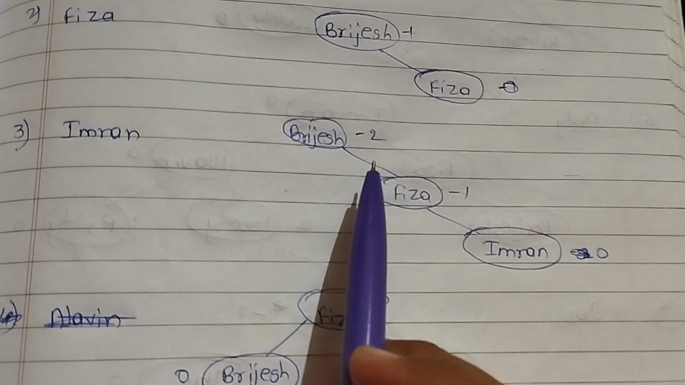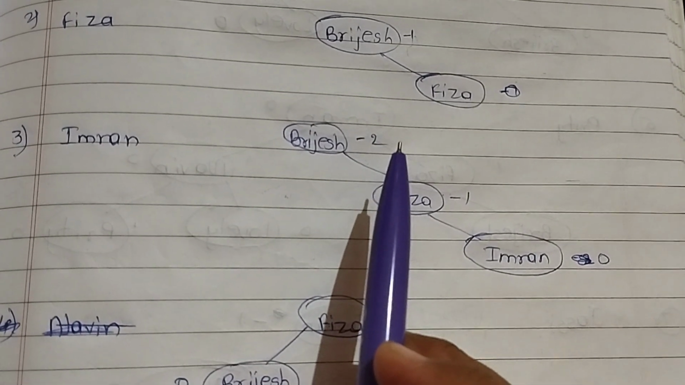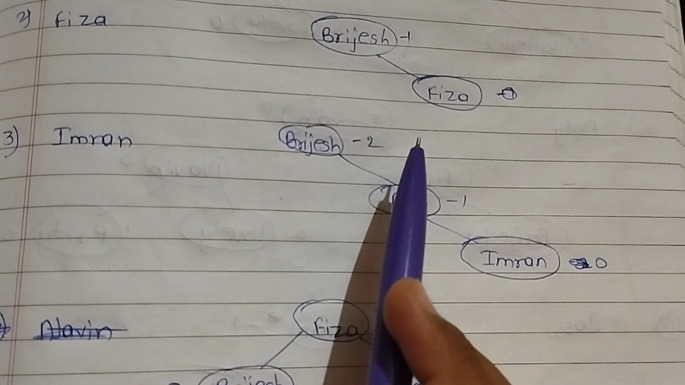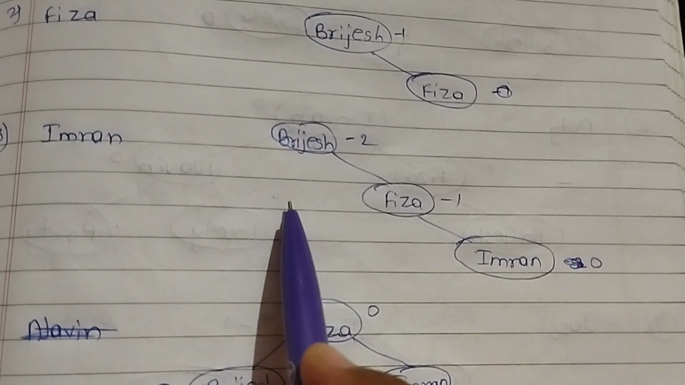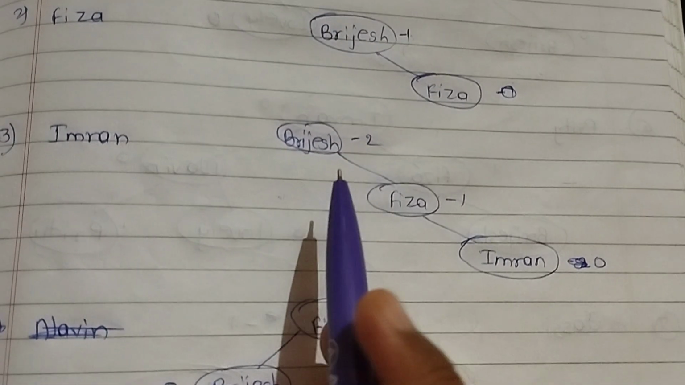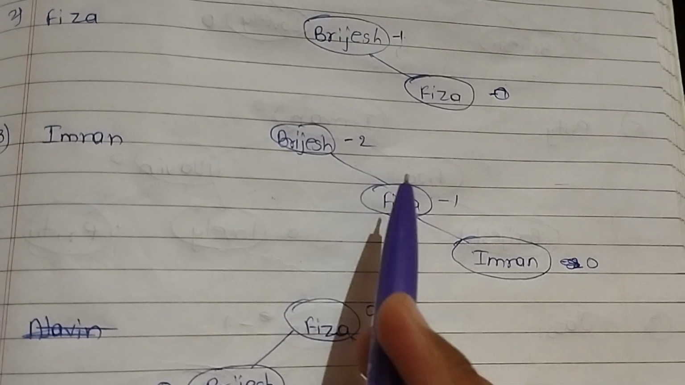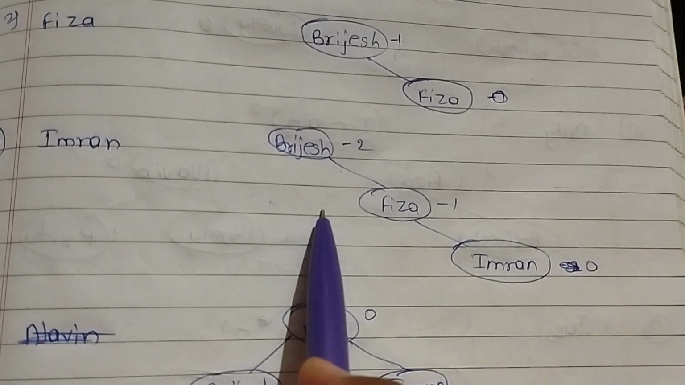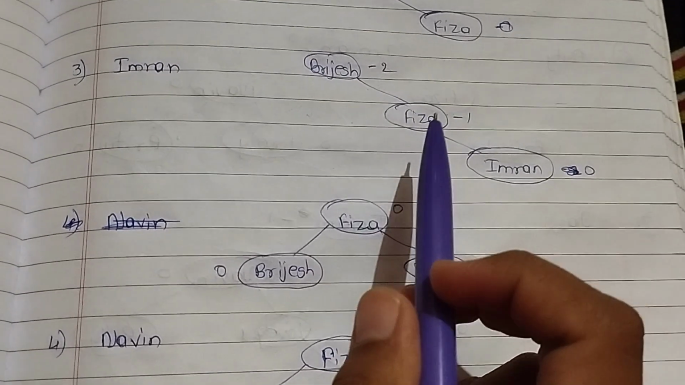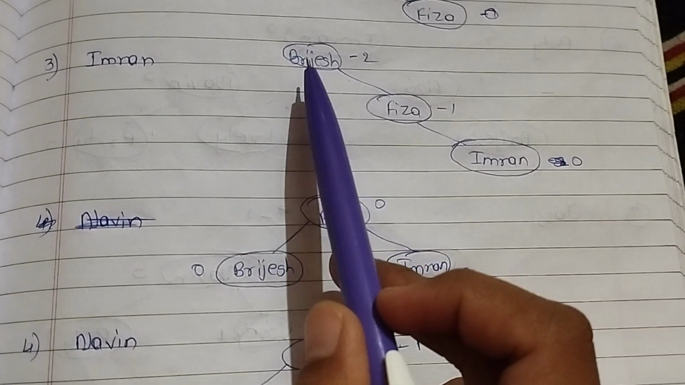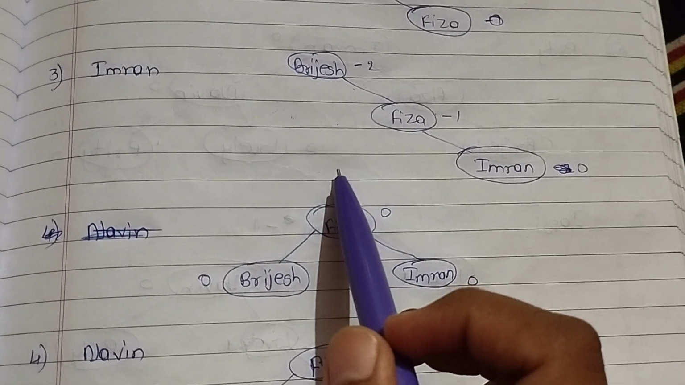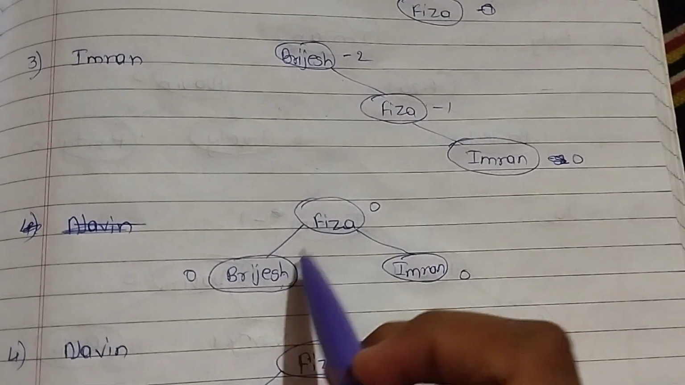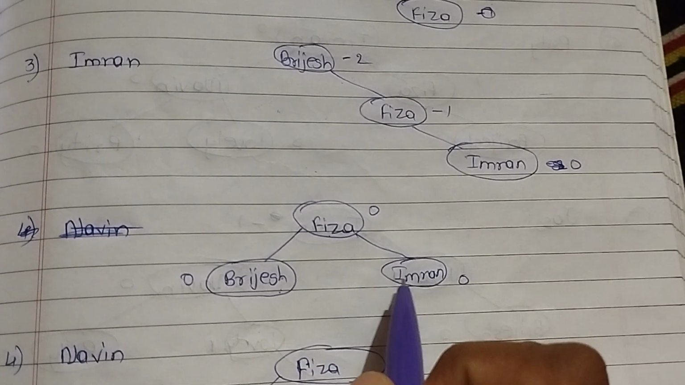So that's why we rotate the given tree. How? If -2 comes, then we rotate anti-clockwise, and if +2 comes, then we rotate in the clockwise direction. So here it is -2, so we rotate the tree in the anti-clockwise direction. When we rotate anti-clockwise, Brijesh comes down. So now Brijesh is the left child of Fiza and Imran is the right child.